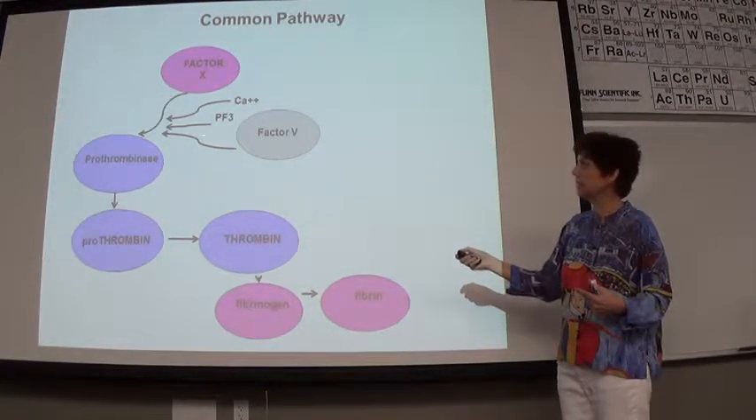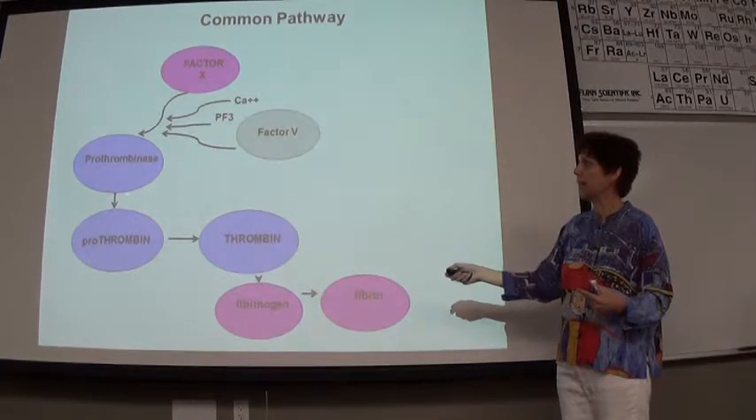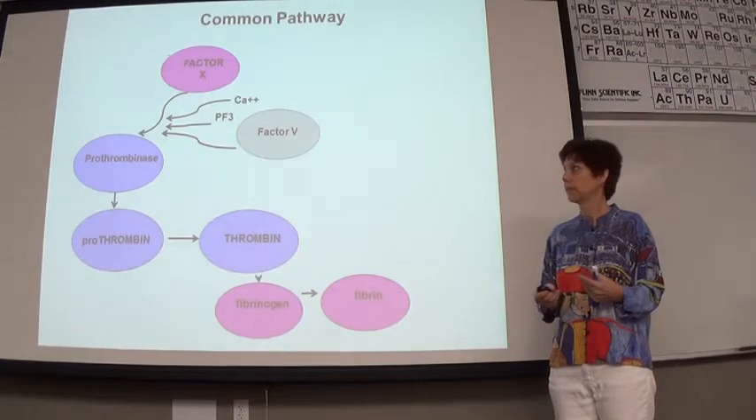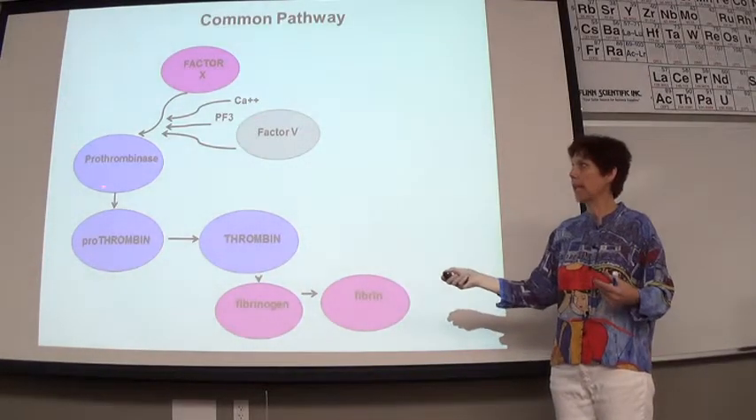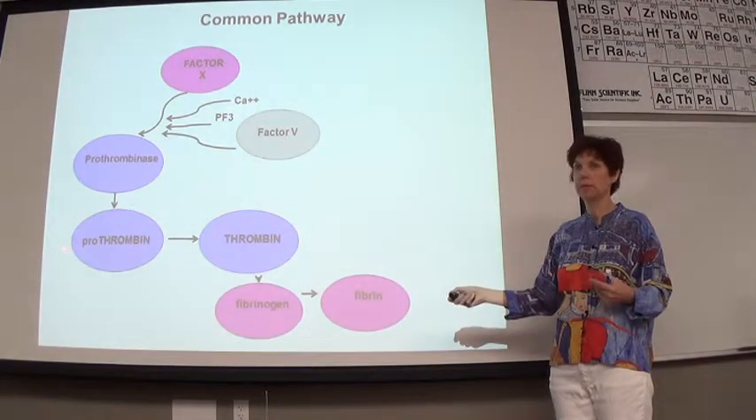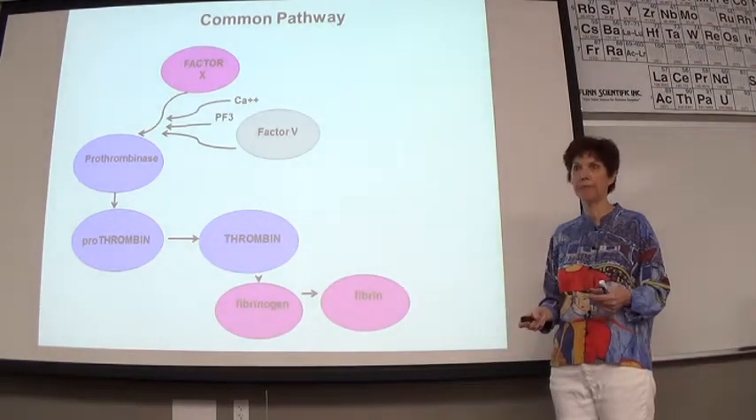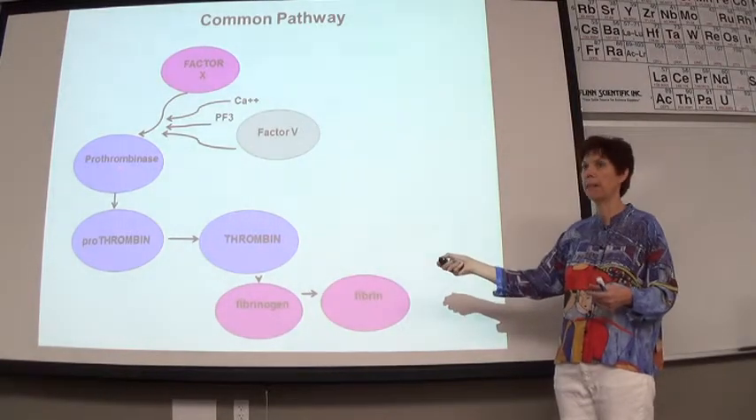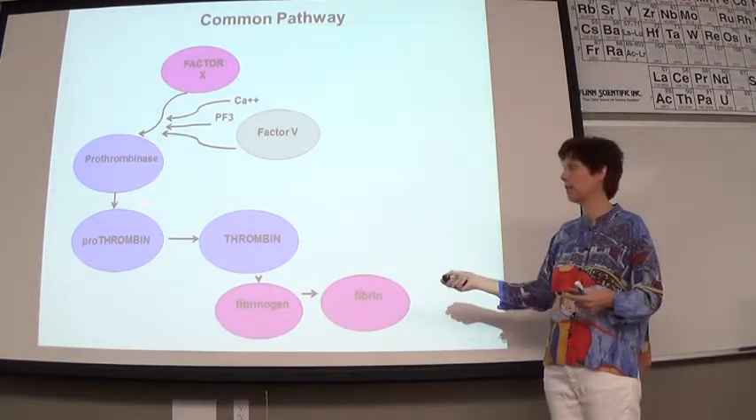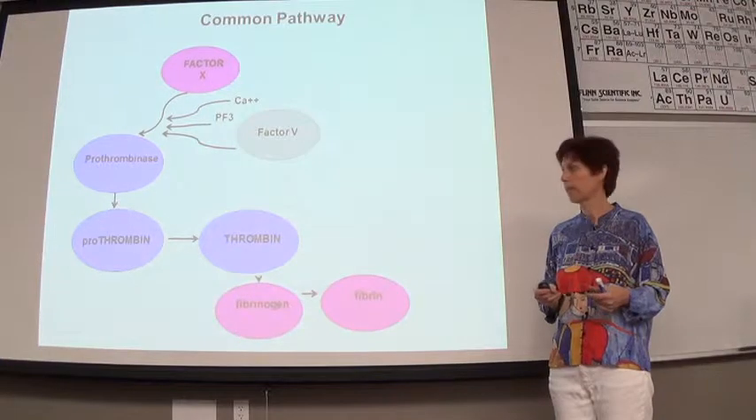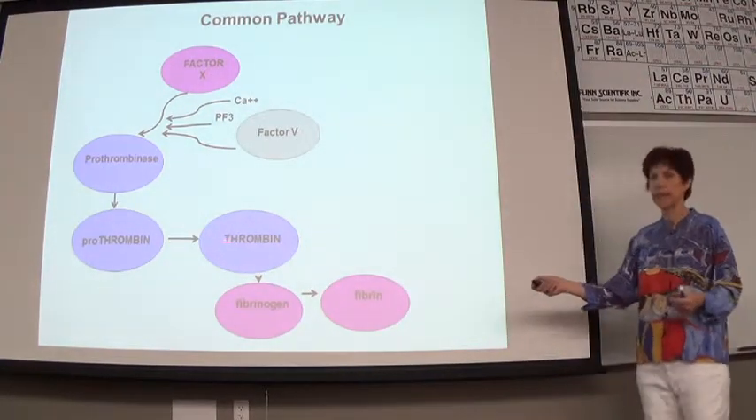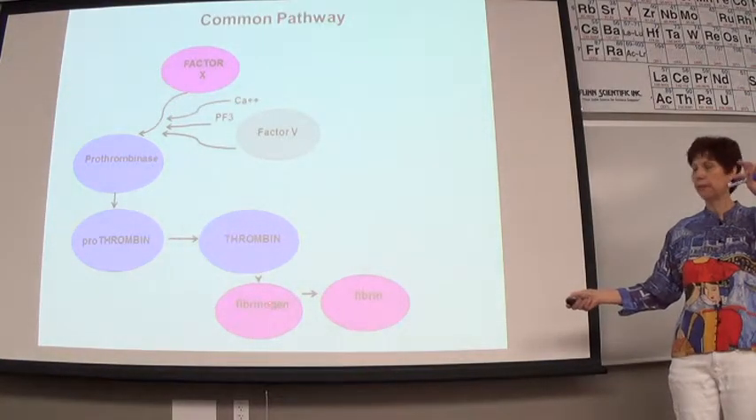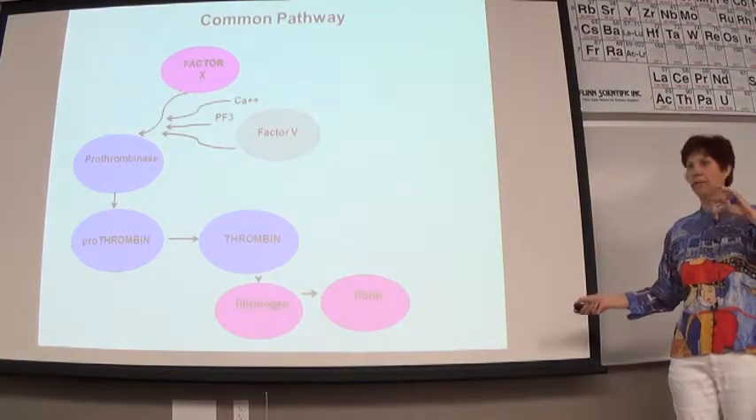Again, we still need calcium. Factor 10 activates an enzyme known as prothrombinase. Prothrombinase activates a molecule produced by the liver known as prothrombin and converts it to thrombin. So the function of prothrombinase is to convert prothrombin to thrombin. Thrombin then is the last molecule that's going to cause our globular fibrinogen to polymerize and form fibrin threads.